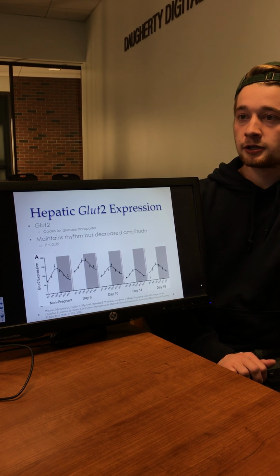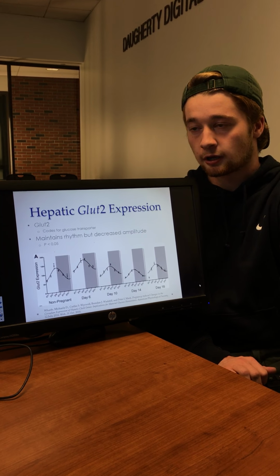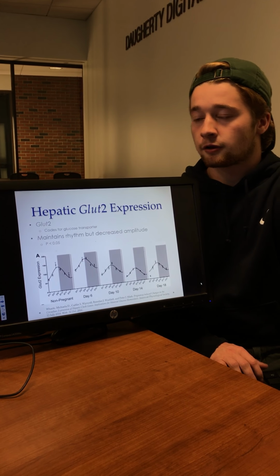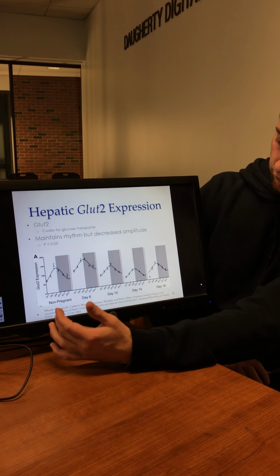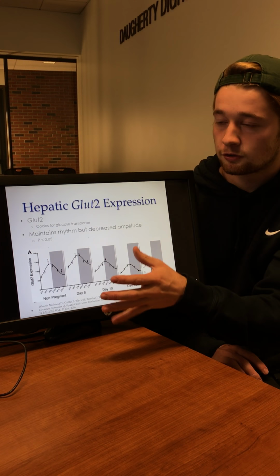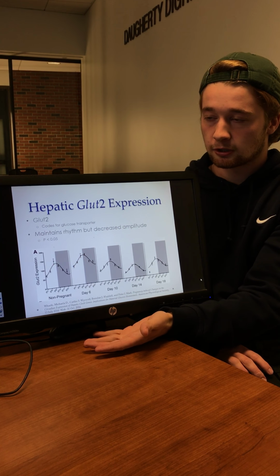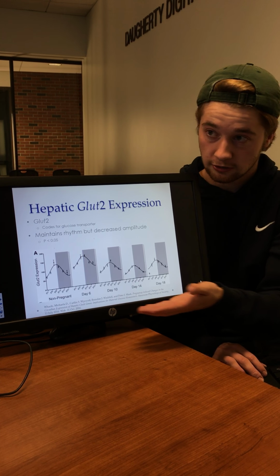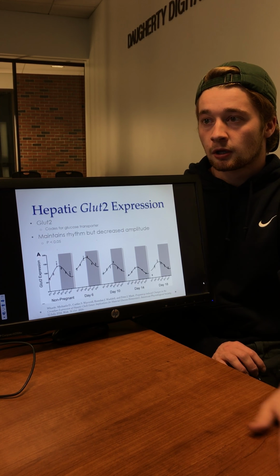So the protein we're looking at here is called GLUT2, and GLUT2 codes for a glucose transporter. And we see here, starting from non-pregnant to day 6 to day 10 to day 14 to day 18, a decrease in amplitude again of this protein away from normal circadian to a consistent expression.